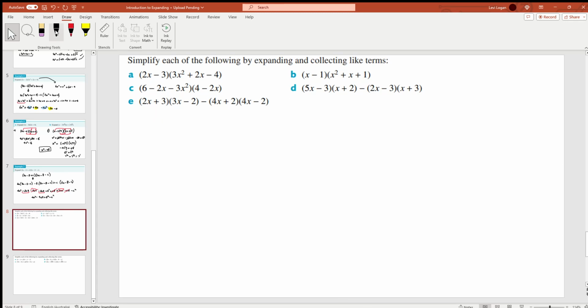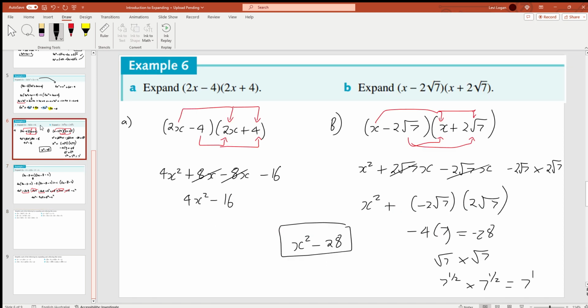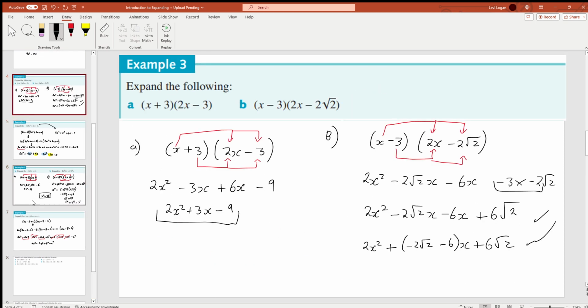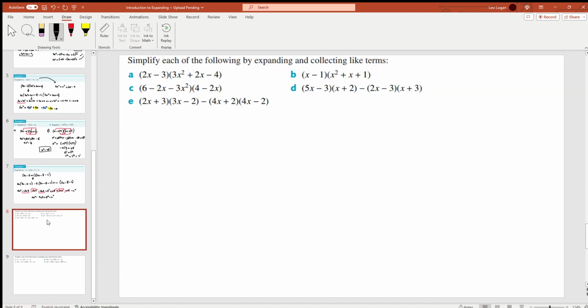Hey guys, and welcome back to part 2 on the expansion video. In the previous one we took a look at these examples here and how to expand your brackets. What we're doing in this video is going through these last two slides, simplifying and expanding a lot of these. So let's just start with question A.